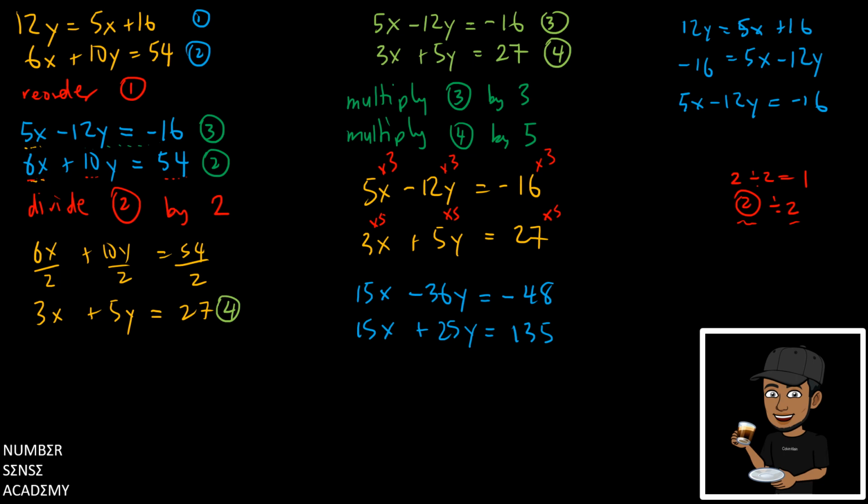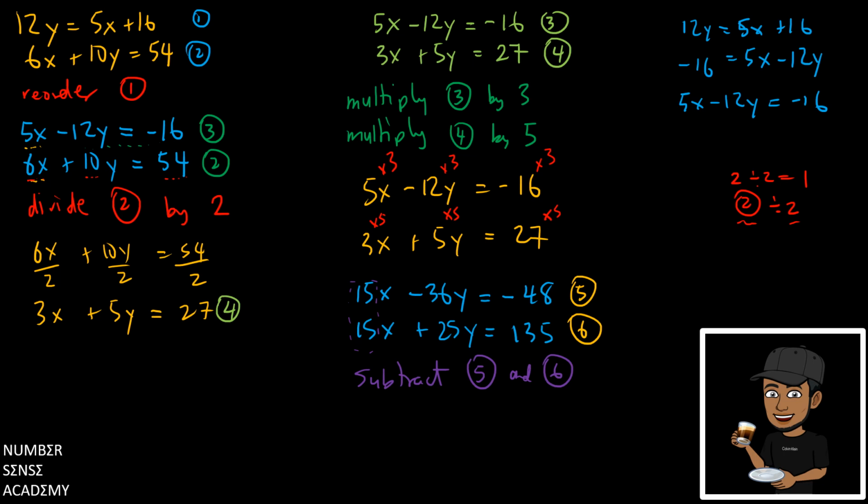All right, and then now I'm going to get rid of the x's. So I'm going to subtract, because I have two positive coefficients. So my rule or my instruction is going to be subtract. Actually, before I get there, I forgot to label these. So I'm going to call them 5 and 6. So I'm going to subtract 5 and 6.